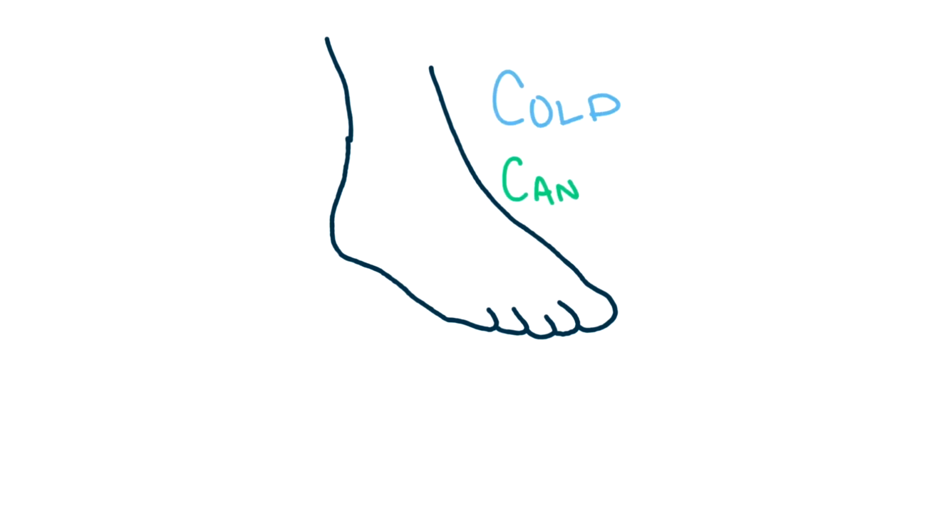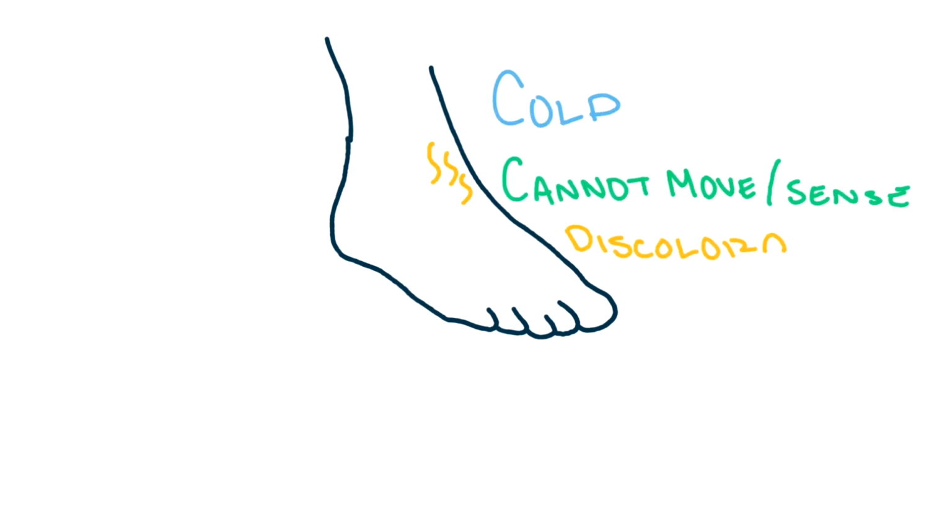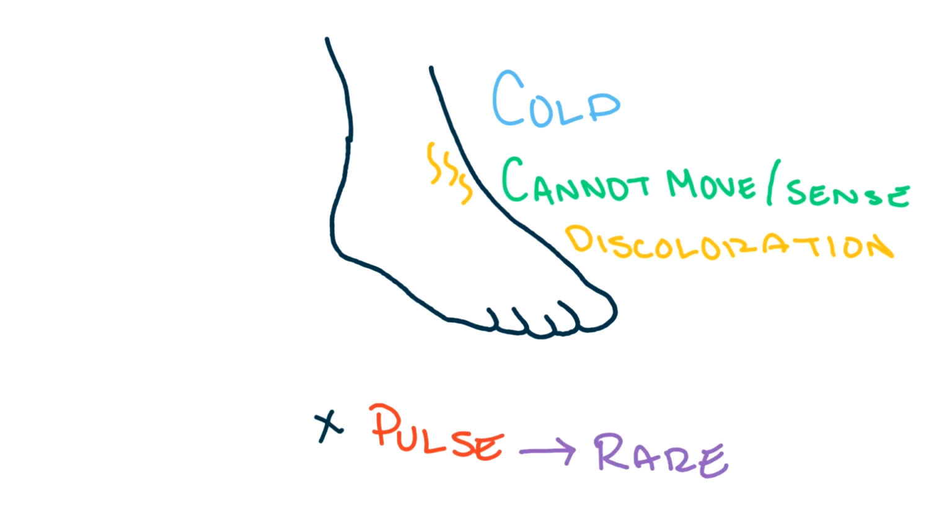To reinforce the clinical features of compartment syndrome and contrast it with those of acute arterial occlusion, we'll use this foot. Overlapping symptoms of the two conditions are cold, paralysis, and discoloration. We would not expect to see pulselessness in compartment syndrome, though we would expect to see it in acute arterial occlusion. This is because the pressure in the compartment is altering capillary flow, but is not high enough to stop the arterial flow.